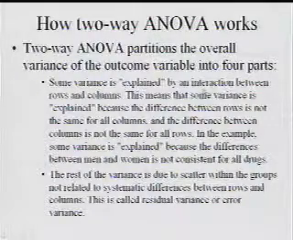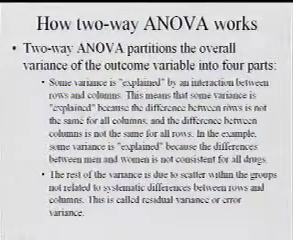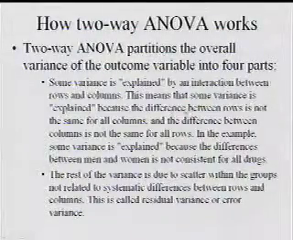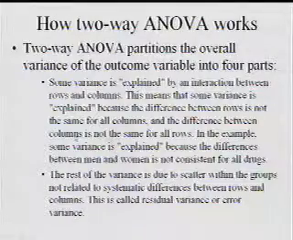Some variance is explained by an interaction between rows and columns. This means that some variance is explained because the difference between rows is not the same for all the columns, and the difference between the columns is not the same for all the rows.